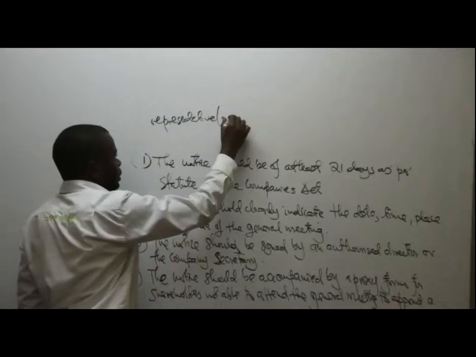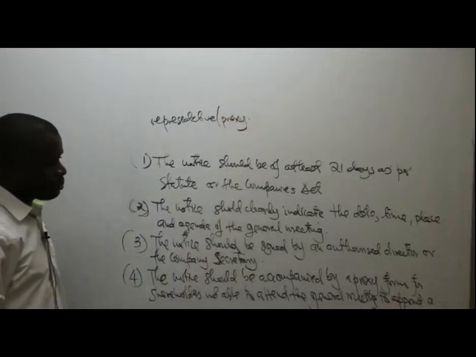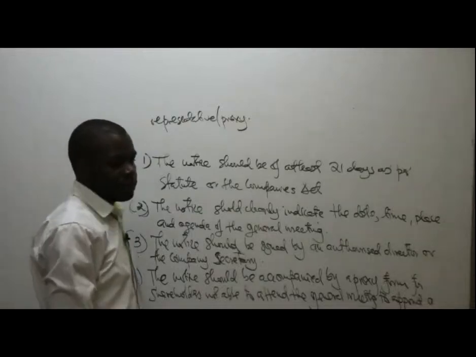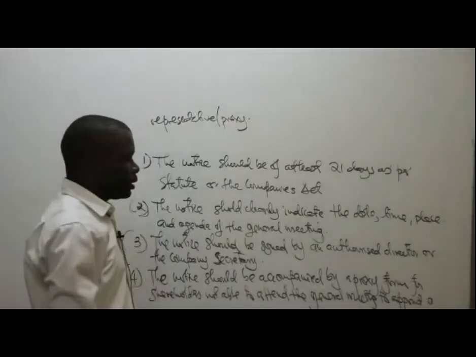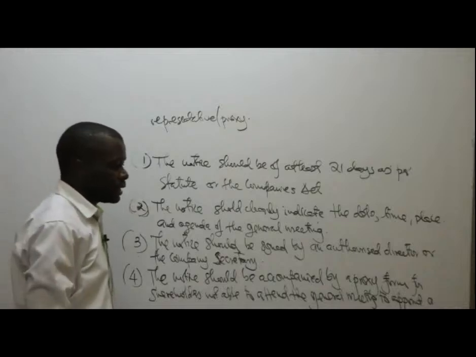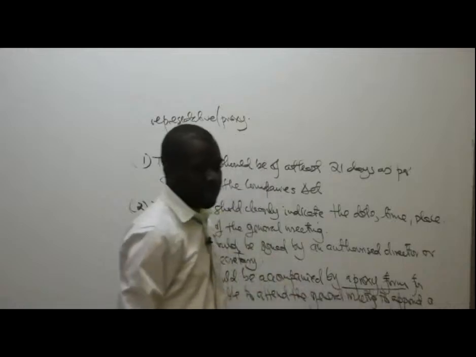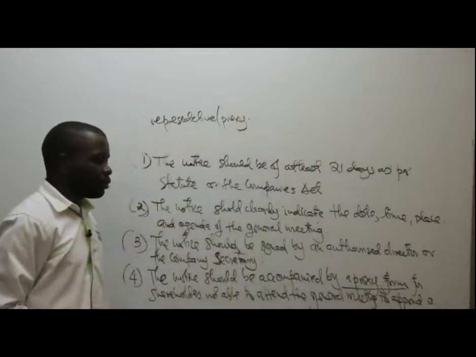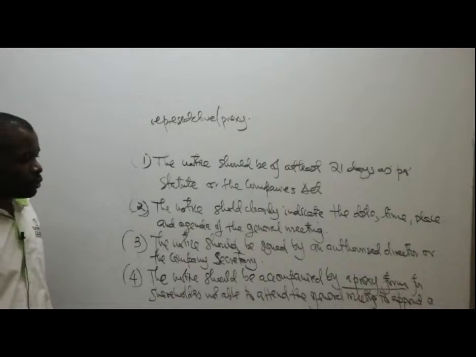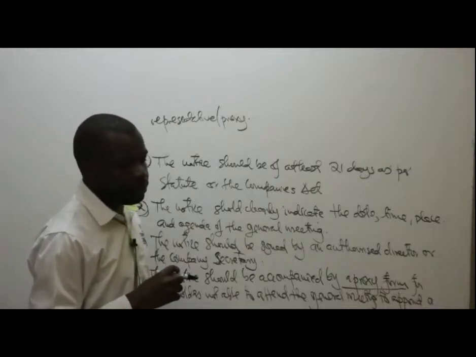So a proxy is a person who can represent a member of a company in case you are not able to attend the meeting. What normally happens is that when the company is giving out a notice for a meeting, they give what we call a proxy form accompanied by that notice, such that you as a member of the company will fill out that proxy form and clearly indicate maybe you won't be able to attend the meeting.